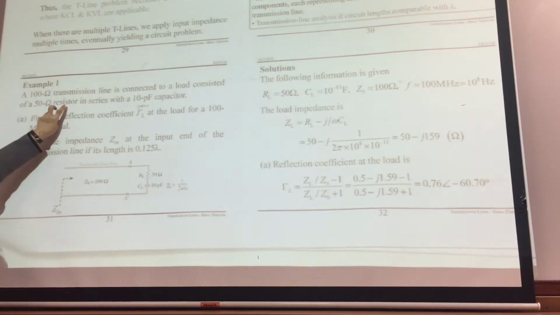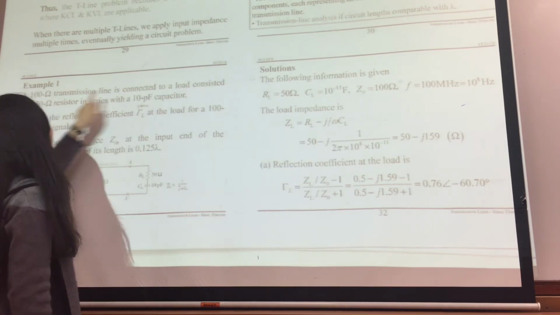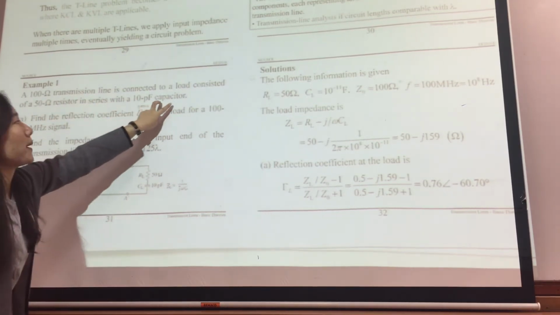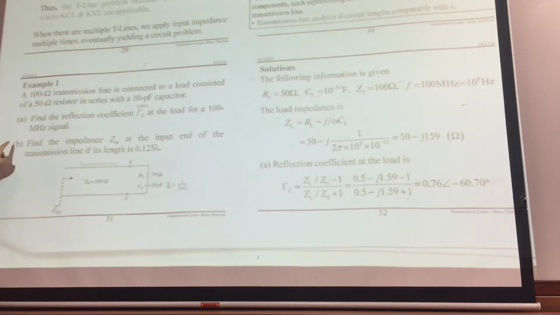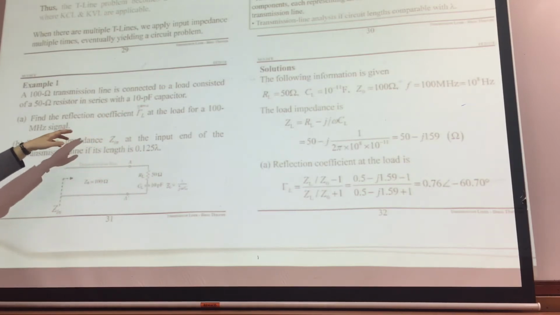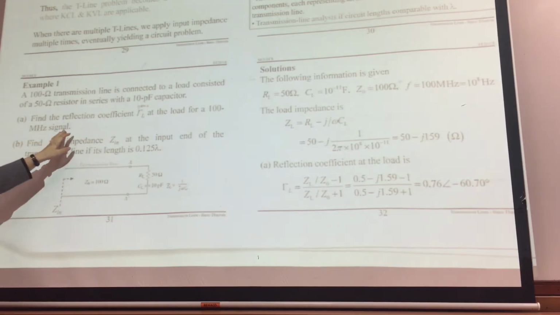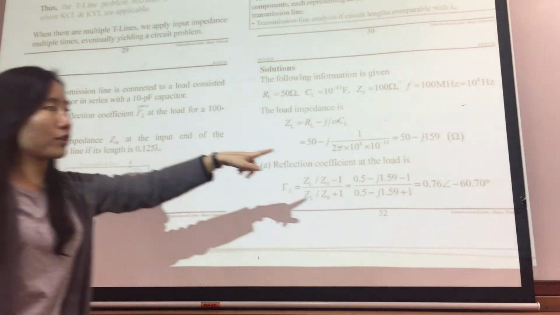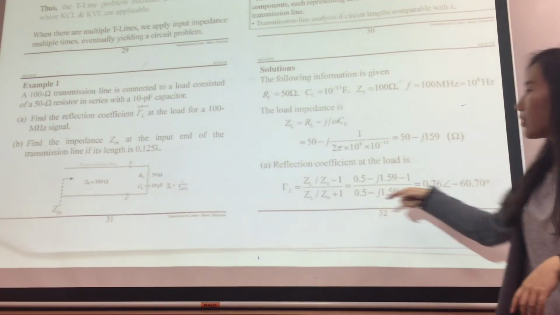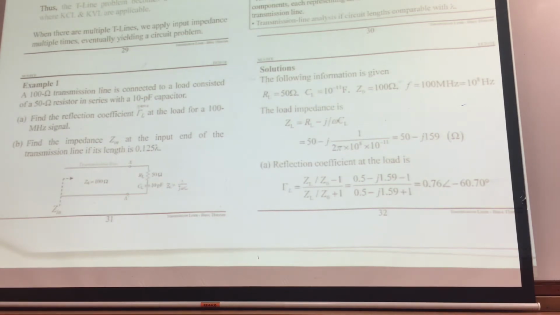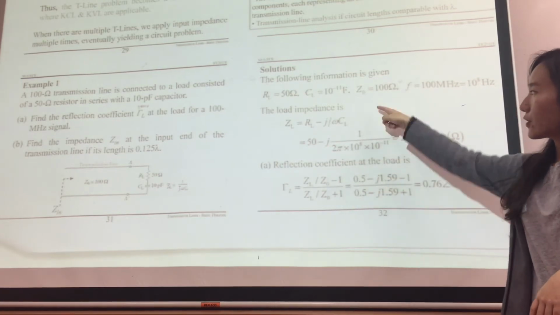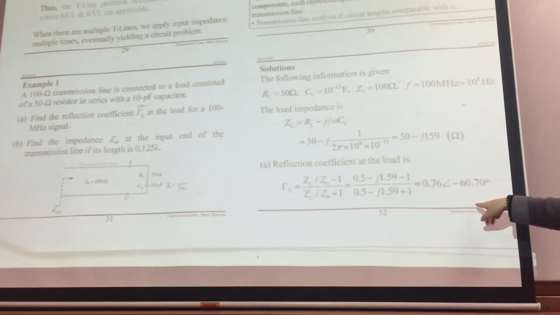because they are the load, right? What is this load? The load consists of a resistor and a capacitor. So the first one is to find the reflection coefficient gamma L at the load for a certain frequency signal. So gamma L, we have that equation, right? It is divided by Z naught, and then you have this one. So you just substitute and then you can calculate.